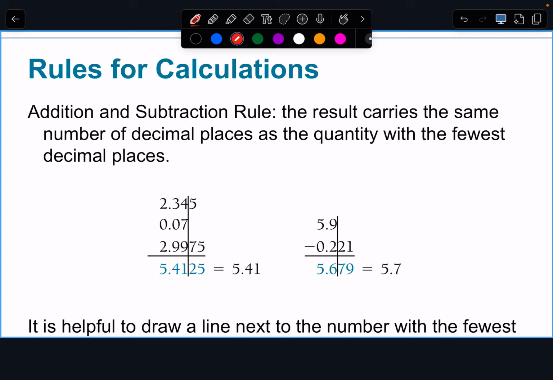So I can only go 1 beyond the decimal, but I don't just hack it off, because it's not 5.6, it's 5.679. So I have to round that digit where I'm cutting off if it's a 5 or above. Okay, so that's 5.7.